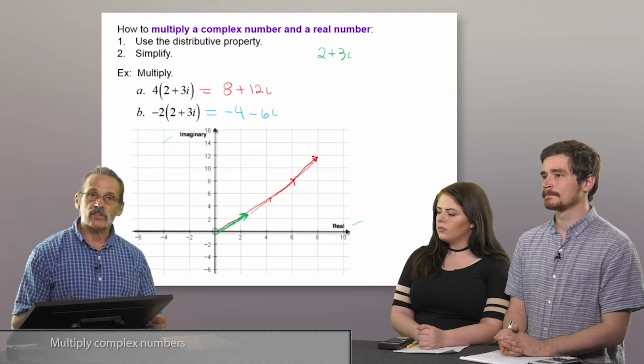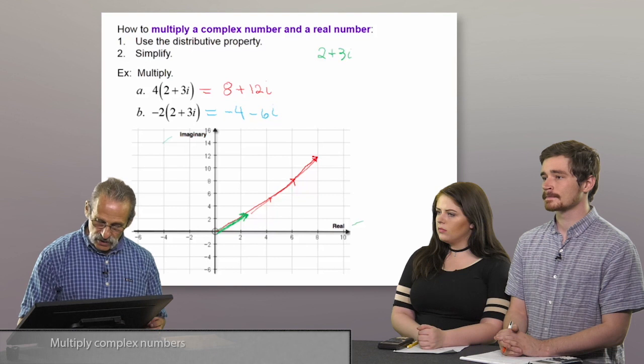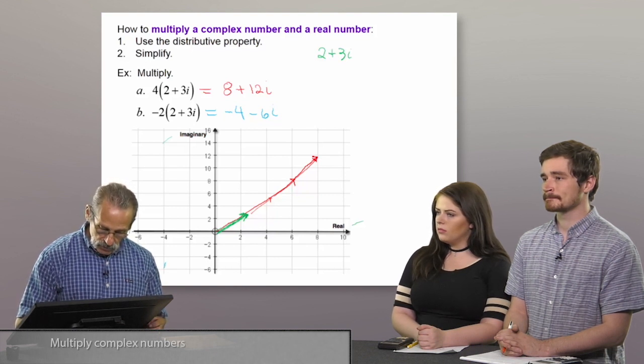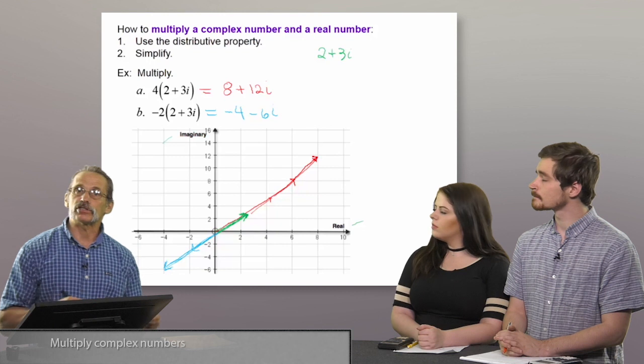If I reverse that particular length and sketch negative 4 minus 6i, then I would end up with a vector that would be right here. And notice that would be 2 of these 2 plus 3i's in the reverse direction.